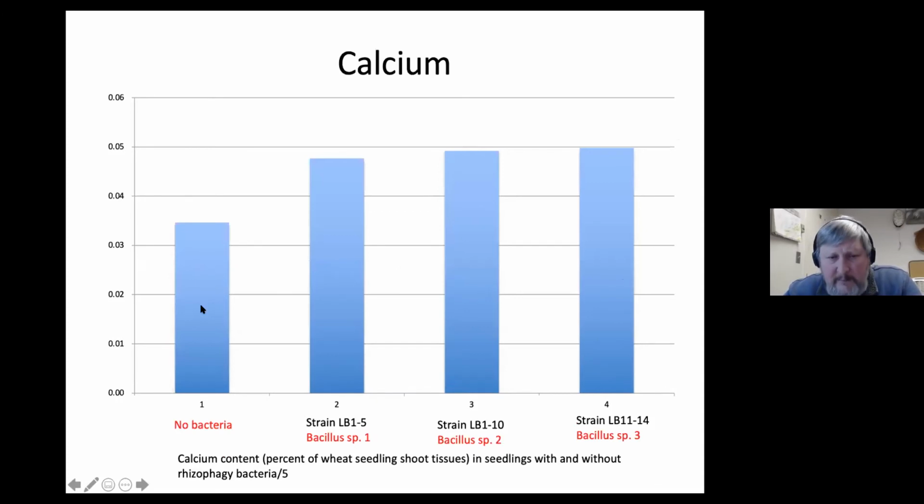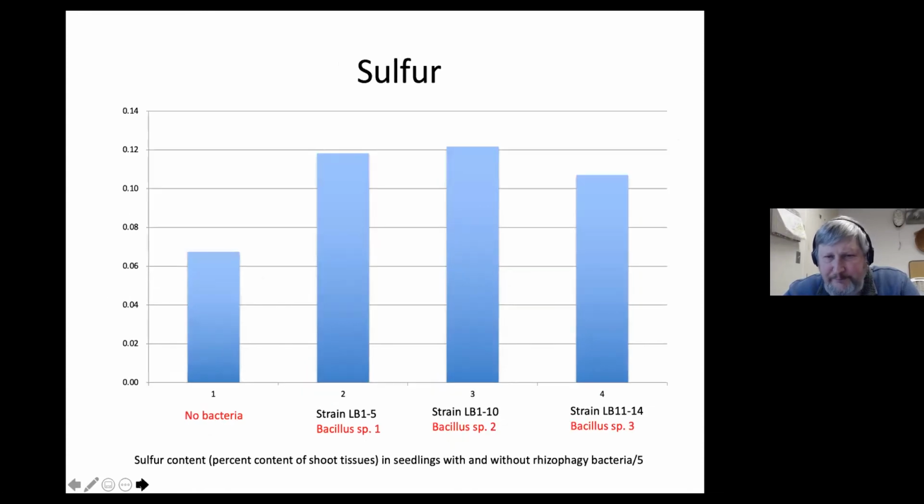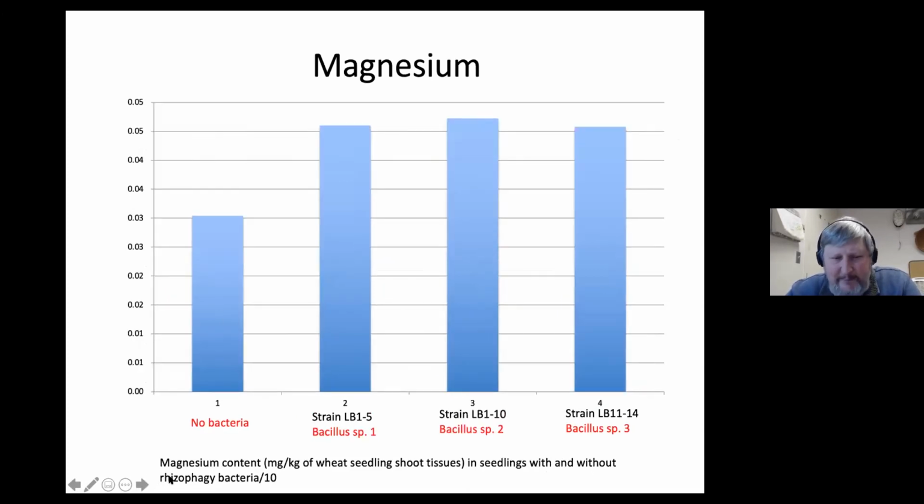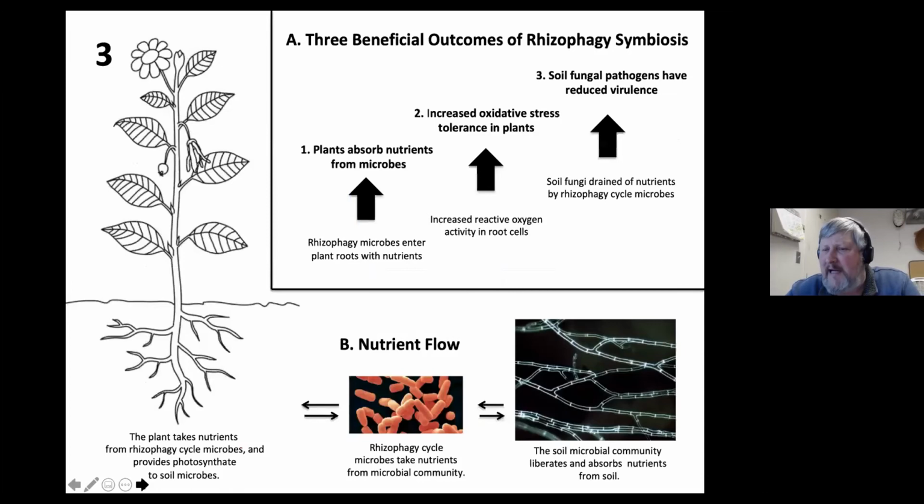Calcium, you see it's also about a 25% increase, something like that. Sulfur, looks like a 35 or 40% increase. Manganese, you see it's a 35, 40% increase, a good increase. Magnesium, it's increased. So macro and micronutrients. Iron, boron, any nutrient that you can think of is impacted by the Rhizophagy cycle. Now, it may be that some are more important, like for example, potassium, based on the previous experiment that we just looked at.